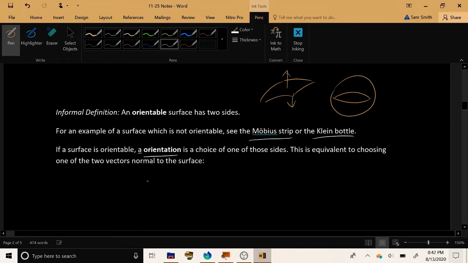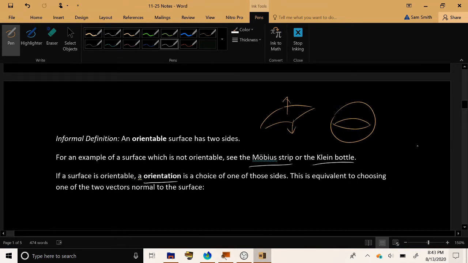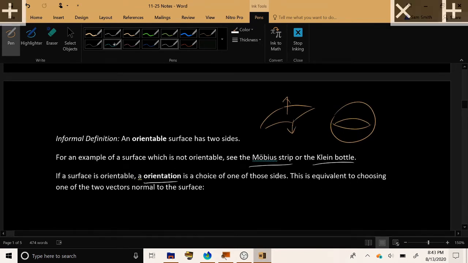Now, if a surface does have two sides, then choosing one of those sides is an orientation. An orientation of a curve was a choice about whether you wanted to traverse the curve in the forward direction or in the backward direction. And an orientation of a surface is a choice of what direction is being chosen here. Are you choosing the top side or the bottom side? Are you choosing the inside or the outside of the surface? Now notice that this is basically equivalent to choosing one of the two vectors normal to the surface.